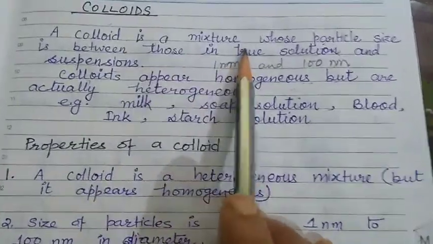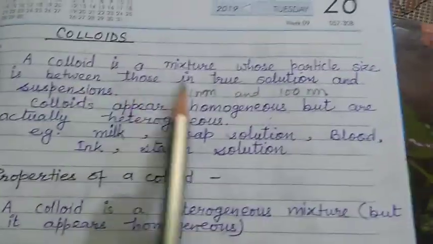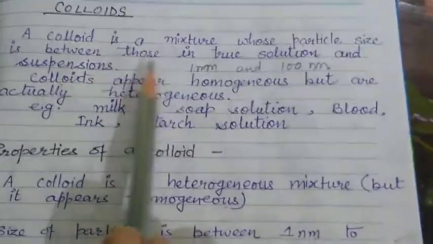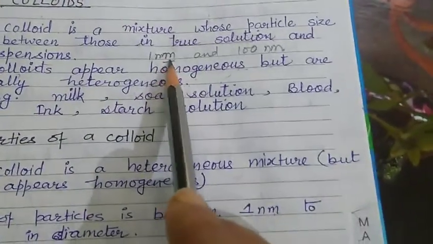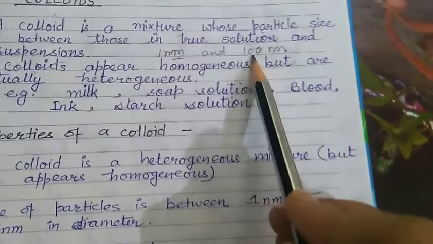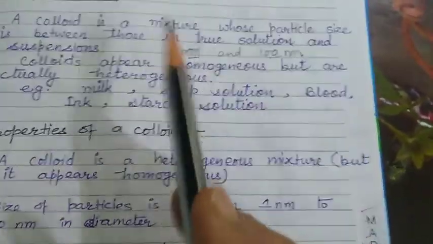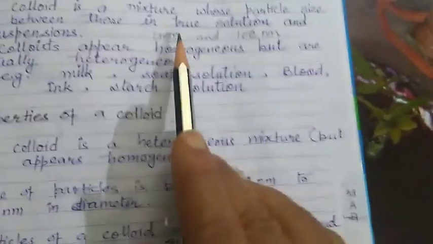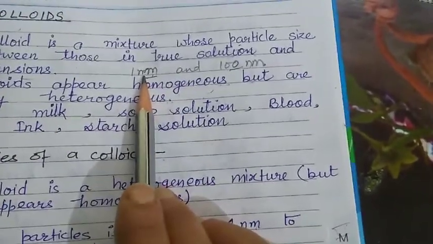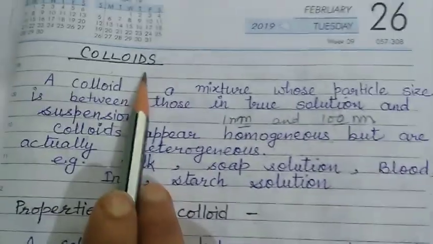A colloid is a mixture whose particle size is between those of a true solution and a suspension. देखिए, the true solution's particle size was 1 nanometer and the suspension's particle size was 100 nanometer. So the solutions or liquids which have particle size between 1 nanometer and 100 nanometer are called colloids.